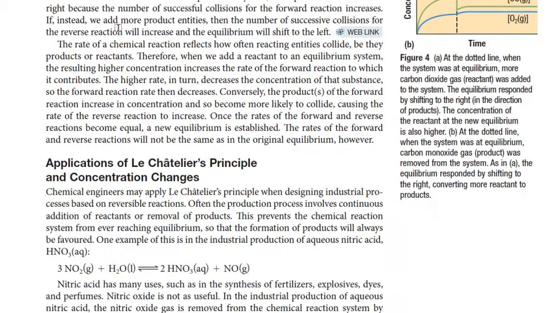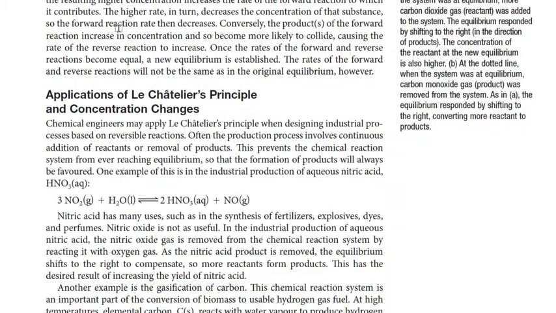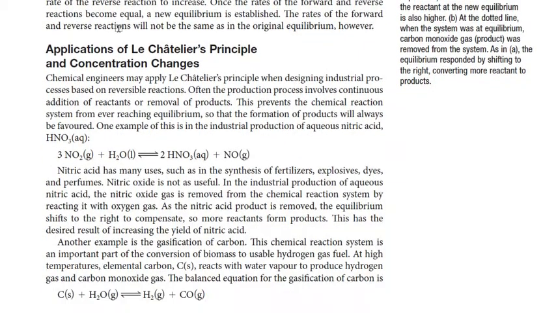So now let's see the applications of Le Chatelier's principle and concentration changes. Chemical engineers may apply Le Chatelier's principle when designing industrial processes based on reversible reactions. Often, the production process involves continuous addition of reactants or removal of products. This prevents the chemical reaction system from ever reaching equilibrium, so that the formation of products will always be favored.